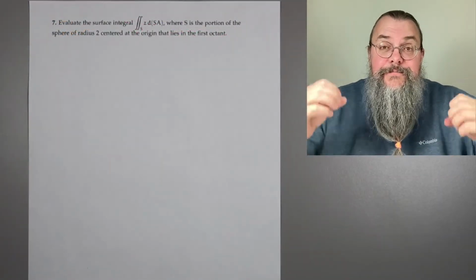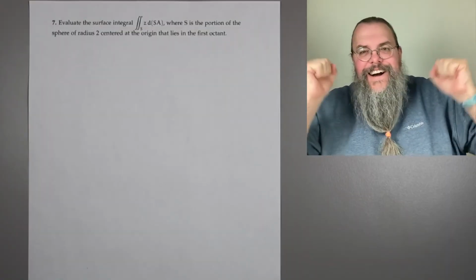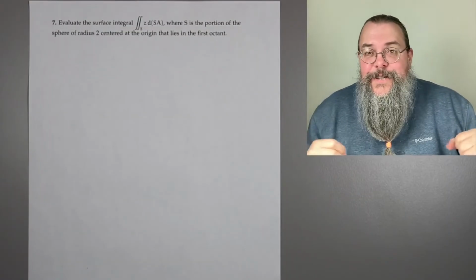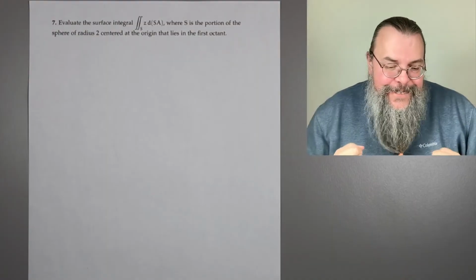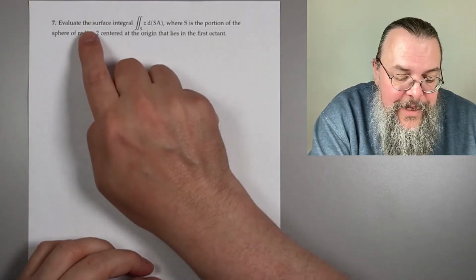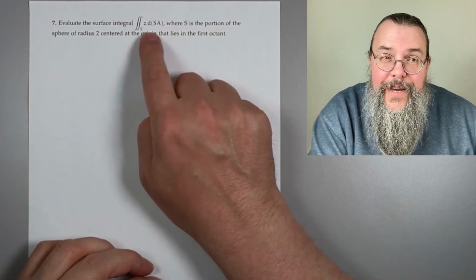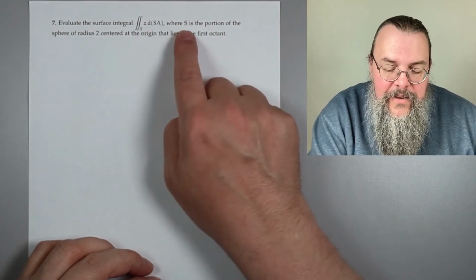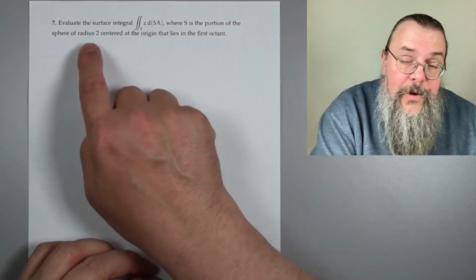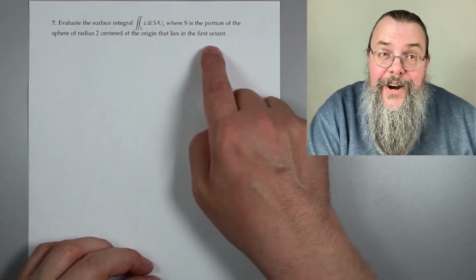That brings us to number 7, our final problem. Woohoo! All right, so now for our nice cool down, right? So what are we going to do? We're asked to evaluate the surface integral. So that's the surface integral, the dS, little bits of surface. S is the portion of the sphere of radius 2 centered at the origin that lies in the first octant.